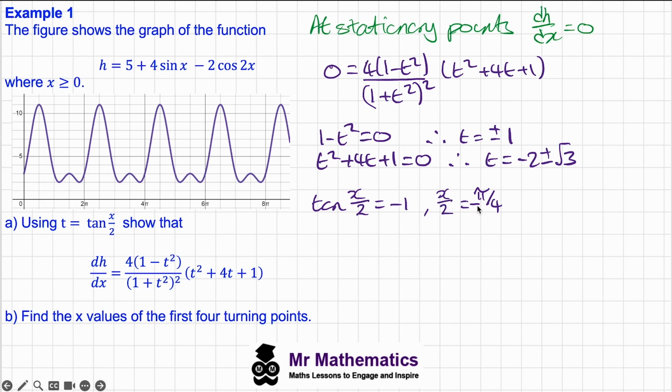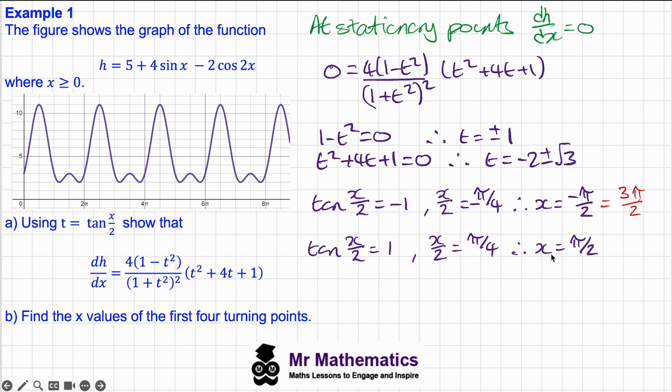So x over 2 will be negative pi over 4. We can multiply it by 2 because we want x, not x over 2. So x will be negative pi over 2. And within the range of x being greater than or equal to 0, we know that x will be 3 pi over 2. This will be the positive solution. If we now look at tan of x over 2 being the positive 1 case, again take the arctan. We know that x over 2 will be pi over 4. Solving this for x, we get x will be pi over 2.